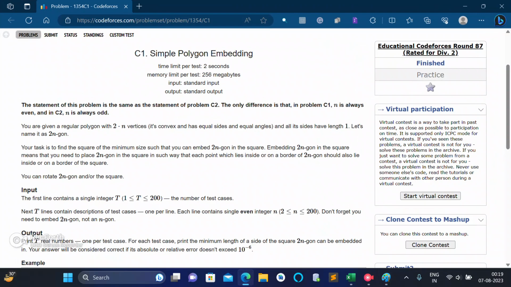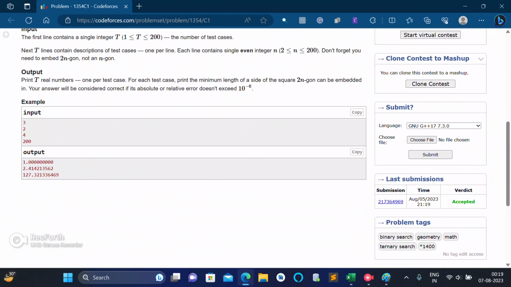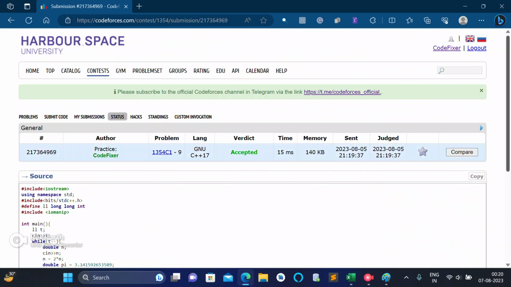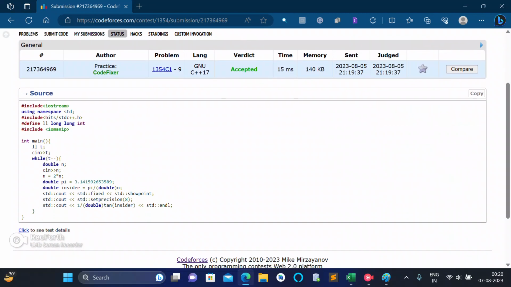So let's go into the code section and see how we will code this. Here it would be considered correct if the absolute or relative error does not exceed 10 to the power minus 6. It means we have to set precision. So I will show you the code of how to set precision. You can learn that code and later use it to set precision in further questions which you will solve in the live phase.